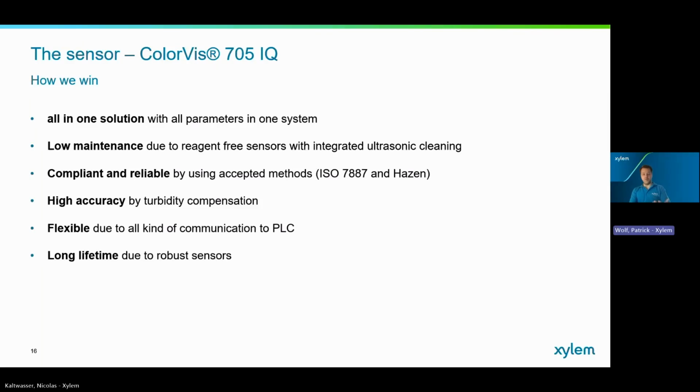So on the next slide, again, how we win, so to say. We have the all-in-one solution. The sensors require less maintenance than analyzers. We are compliant and reliable to accepted methods, common methods in the market. We allow a high accuracy due to the potential turbidity compensation. When this data is then collected, we are very flexible in how we send this data to a higher layer SCADA or PLC system with the known fieldbus outputs or milliamps or whatever. And the sensors are of robust material, which ensures a high and long lifetime.